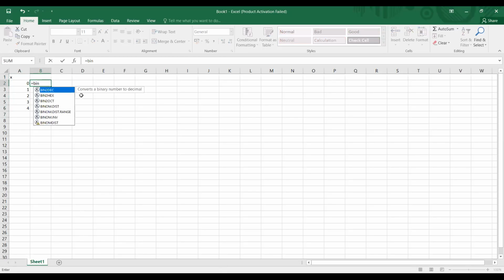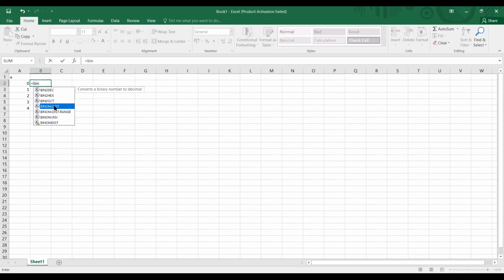BIN. We have different functions here. One of them is BINOM.DIST. Can you see? I'm just zooming it. Yes, sir. Now you can see it clearly.